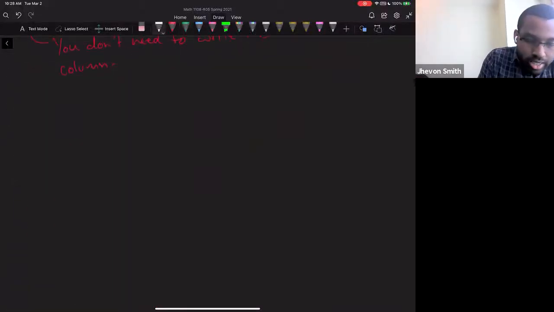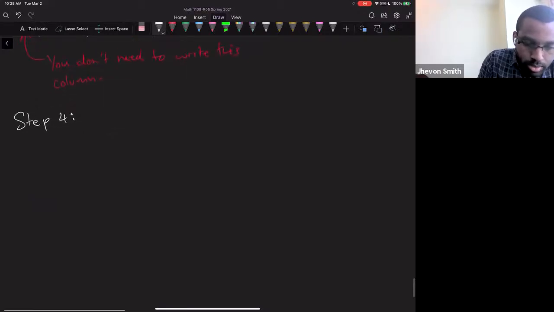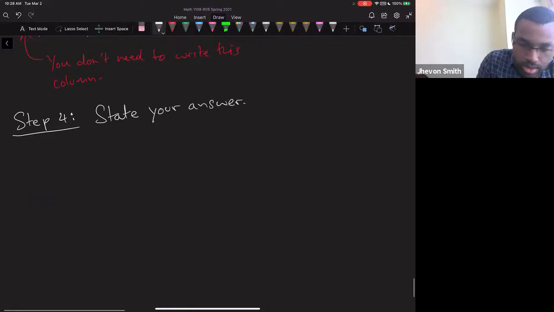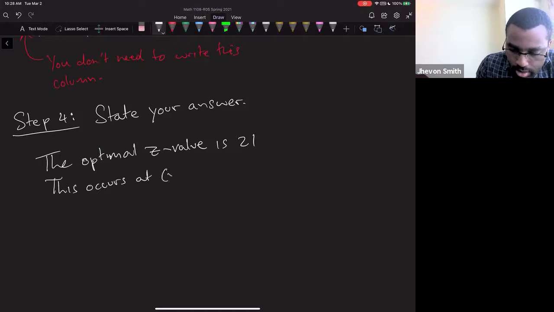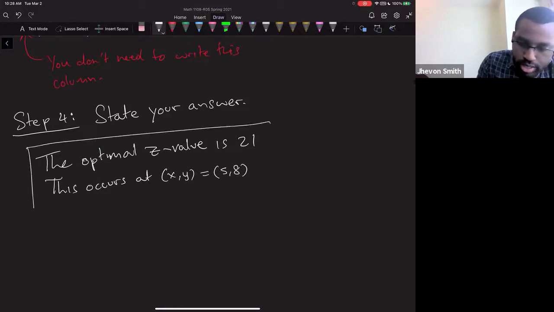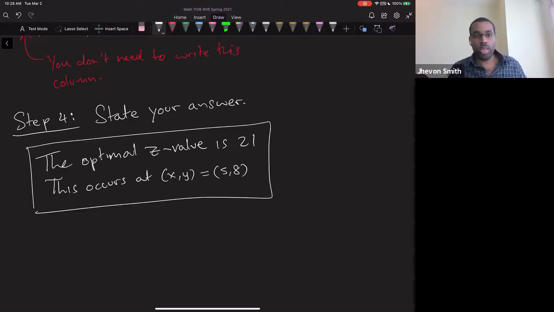Lastly, is to just state your answer, and we're done. Step 4, state your answer. So here I would say the optimal Z value is 21. This occurs at XY equals 5, 8. The situation is now optimized. That's the best we can do.